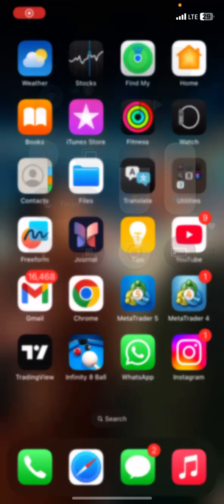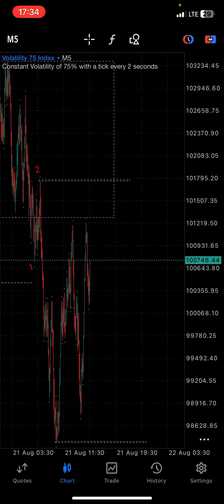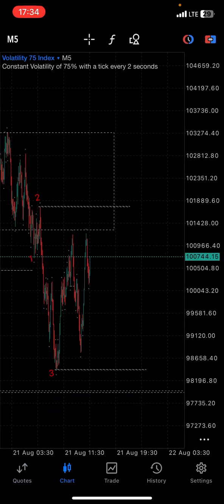Okay, so I'm back after a very, very long time. We still use the same methodology, we still use the same concepts. The only difference is we've added another confluence to our trading setup.